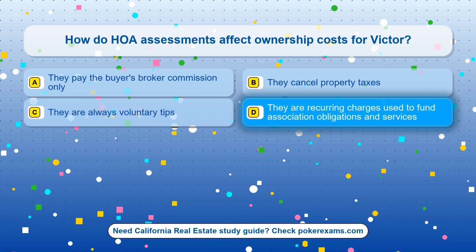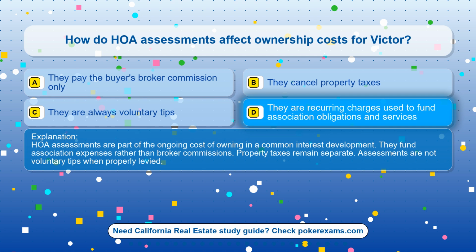The correct answer is option D. They are recurring charges used to fund association obligations and services. HOA assessments are part of the ongoing cost of owning in a common interest development. They fund association expenses rather than broker commissions. Property taxes remain separate. Assessments are not voluntary tips when properly levied.